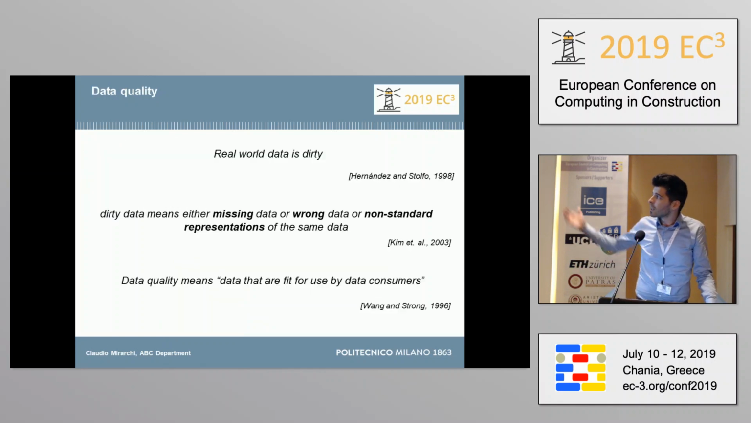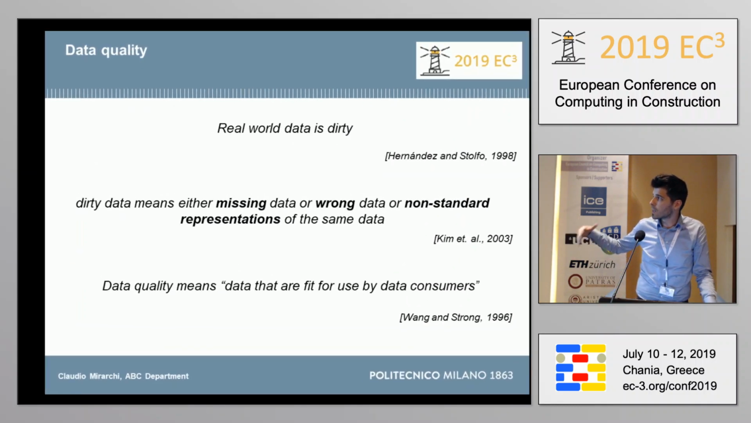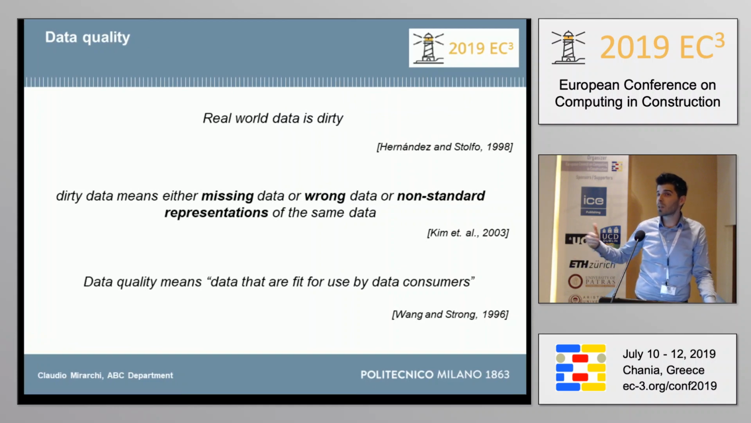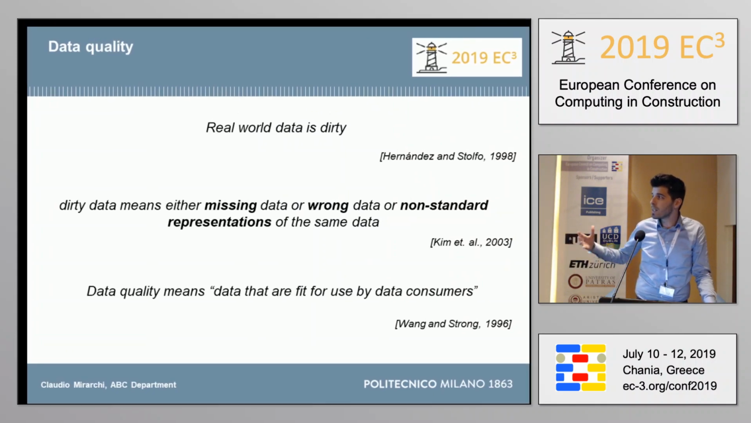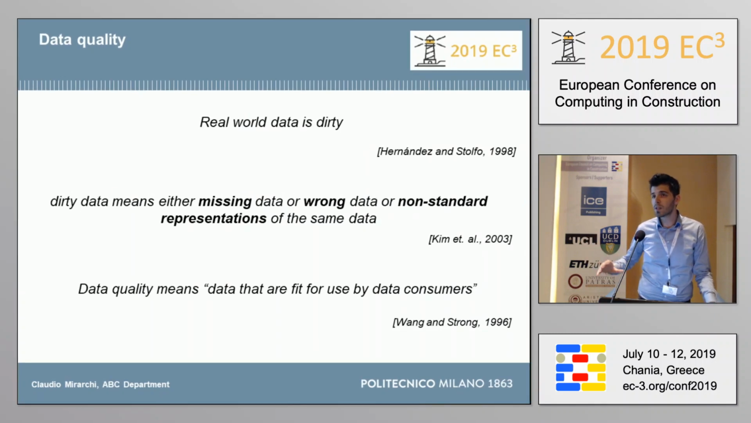So about the title, Real World Data is Dirty is a phrase from a well-known paper in 1998 that is focusing on the data quality dimension in the IT field. But what does it mean that data are dirty? Dirty data means that we have missing data, or wrong data, or non-standard representation of data. And in BIM this is something that is really not that easy to understand, what is a non-standard representation, for example, of a data.